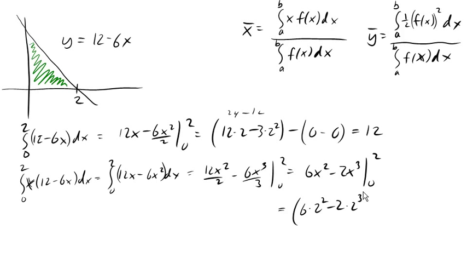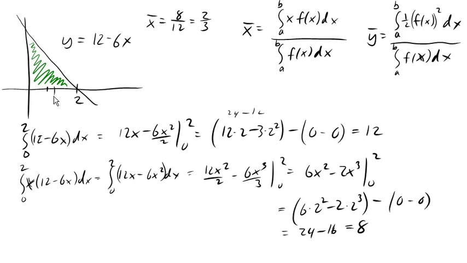Sticking in 0, we're going to get zeros. So we got 6 times 4 is 24 minus 2 cubed is 8 times 2 is 16. And so it looks like we've got 8 here as the integral there. So putting that together, that tells me that x bar is going to be 8 over 12, or in other words, 2/3. Okay, so the x center of mass is going to be right about there. And so now we can do the same thing for the y center of mass.